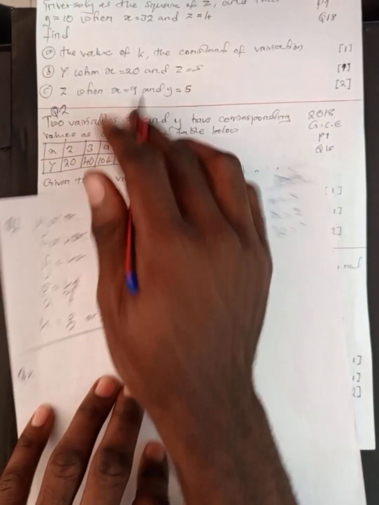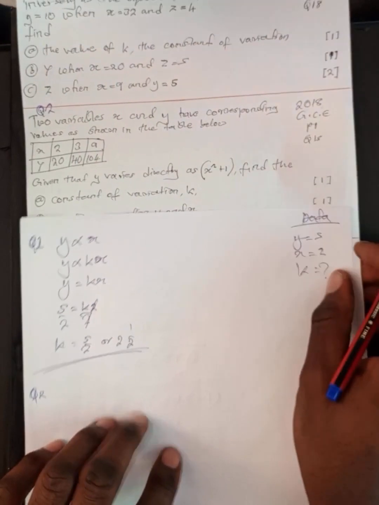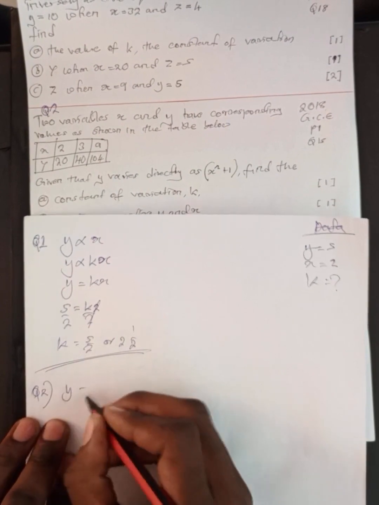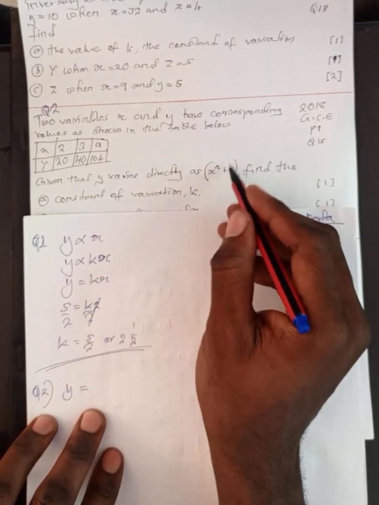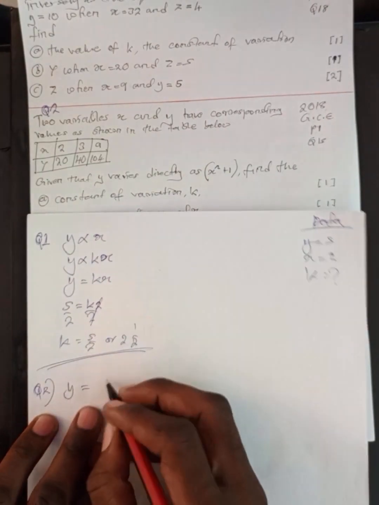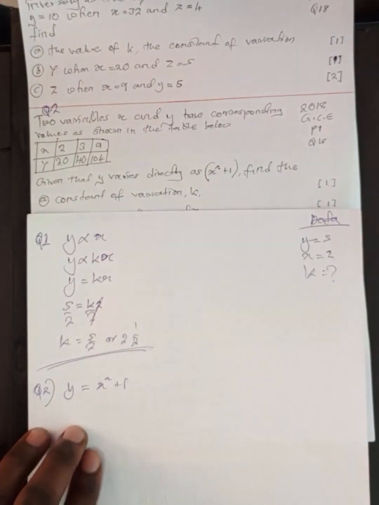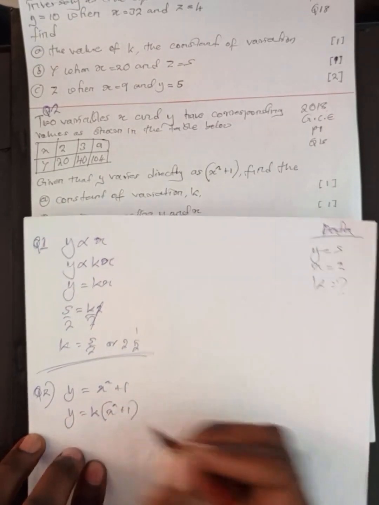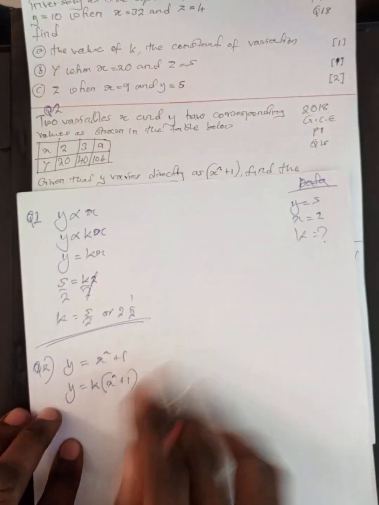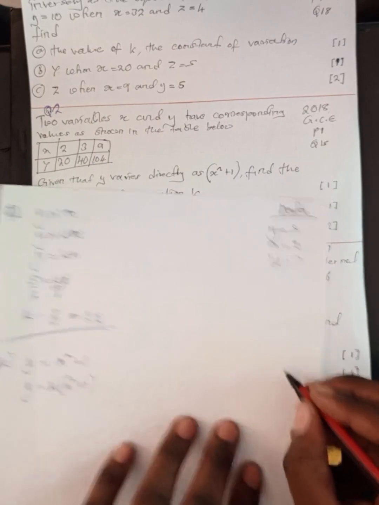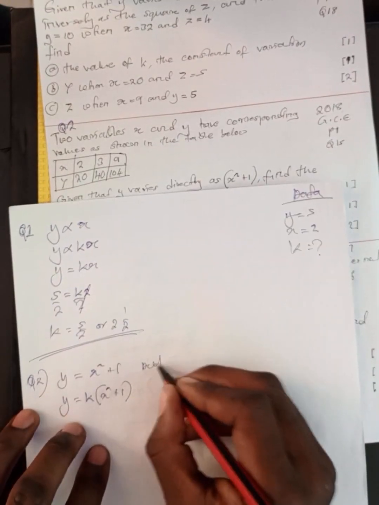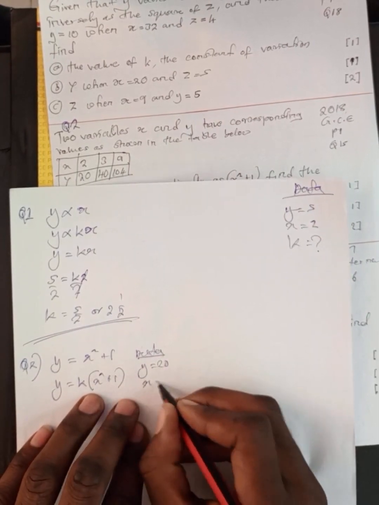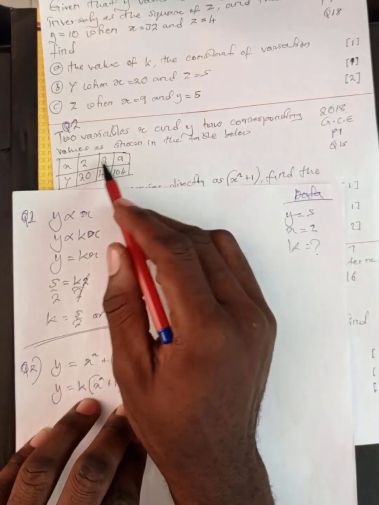So the data that you have is there. Here you cannot calculate the value of k without coming up with the formula. So y varies directly as x squared plus 1, and finally we are going to have y is equal to k open bracket x squared plus 1 close. This is our formula that we are going to use. Then our data: y is equal to 20, then x is equal to 2. The numbers are coming from this table.